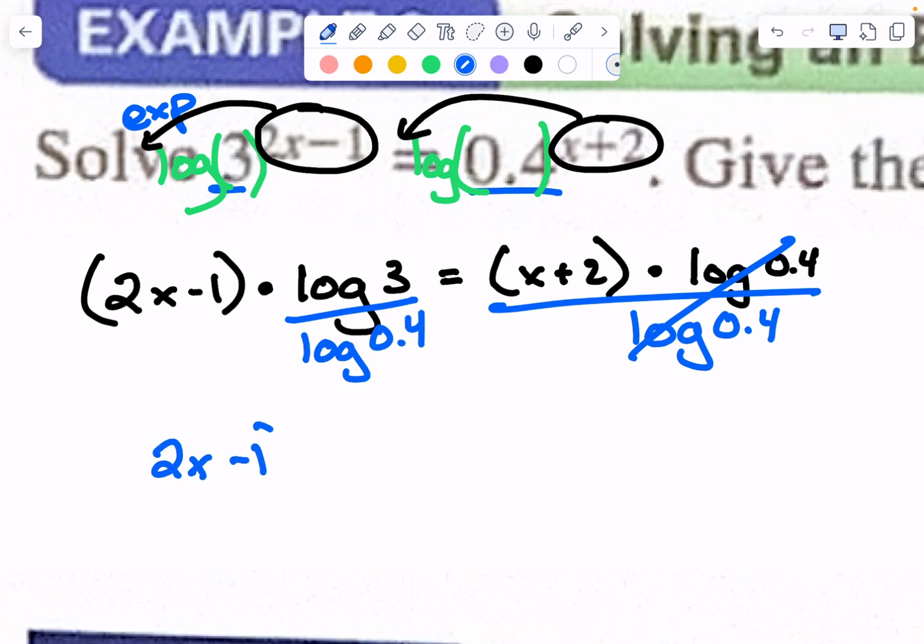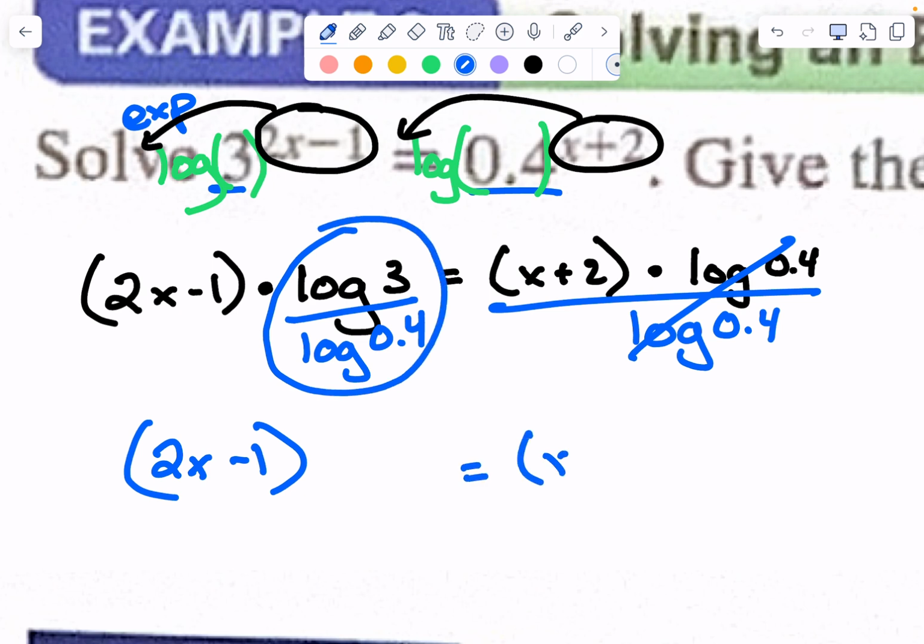This is 2x minus 1 times, and then give me this as a decimal. What's log 3 divided by log 0.4? Negative 1.1. Negative 1.199. Go 4 decimal places. Should be that way, though. 1.1990. Yeah, 1.1990. Okay, that's fine. All right, now what do we do?